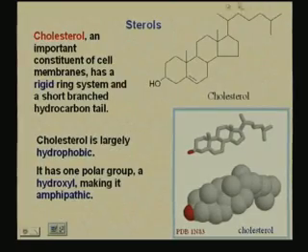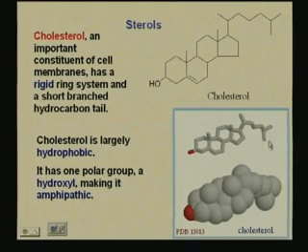This is the structure of cholesterol. This is where the steroid becomes a sterol. It is OH. Okay? It has a rigid ring system and a short branched hydrocarbon tail, which we can see in the stick structure that I have here. What is this red one? The red one is the oxygen, and this is the rigid hydrophobic ring structure, and this is a short aliphatic hydrocarbon tail that is attached to it.